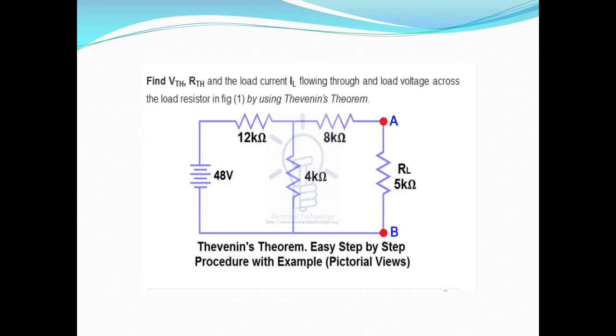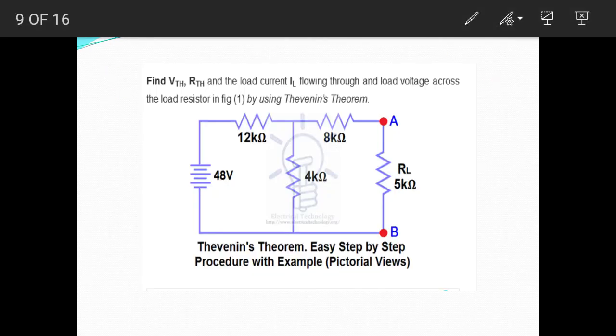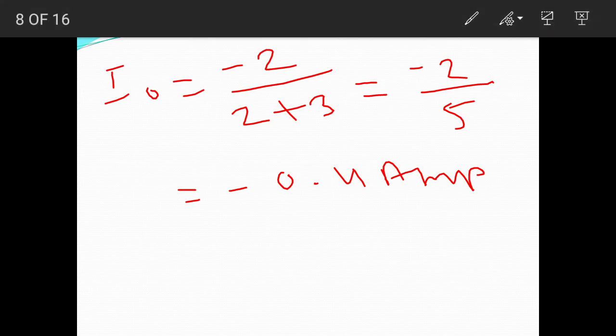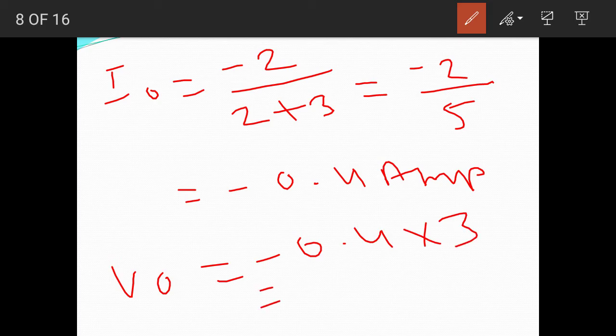Now if we want to calculate the voltage across the load, then voltage V0 becomes minus 0.4 into 3, that is minus 1.2 volt. This voltage is the voltage across the load terminal.